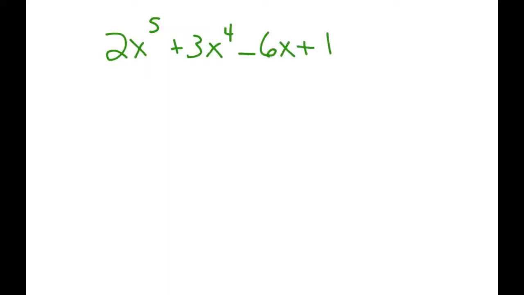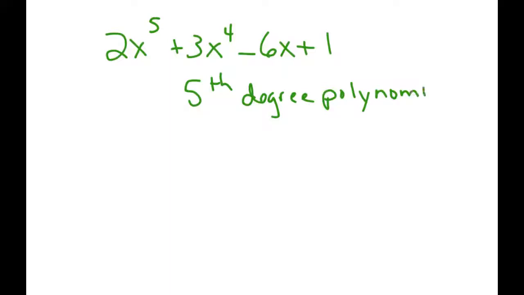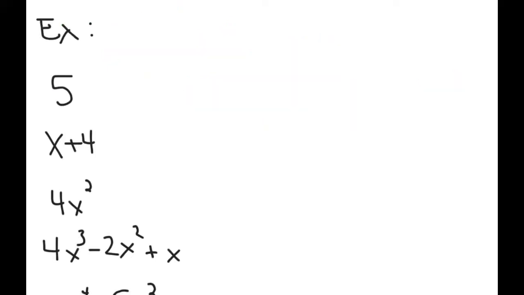So if I gave you 2x to the fifth plus 3x to the fourth minus 6x plus 1, we would call this a fifth degree polynomial. And the reason it'd be called a fifth degree polynomial is because the biggest exponent in the expression is a 5. The degree of a polynomial is the highest exponent of any of the terms in the polynomial. So let's look at some polynomials and the number of terms and its degree.